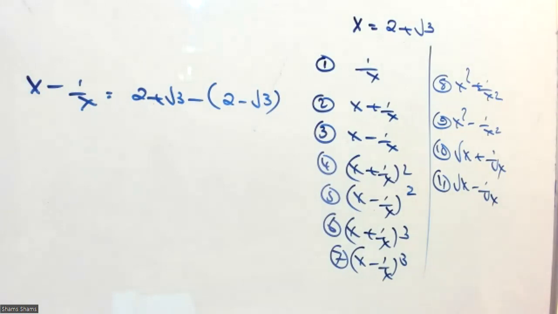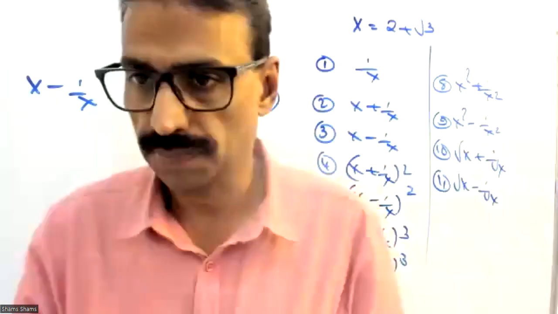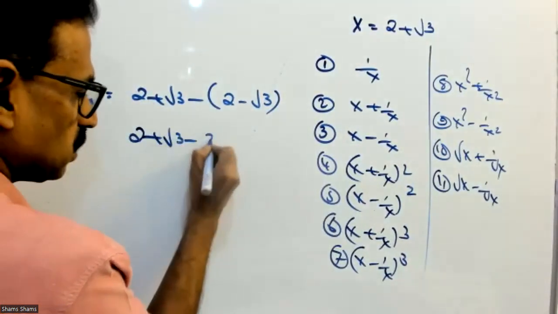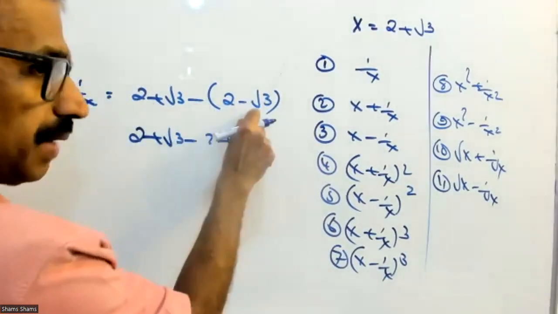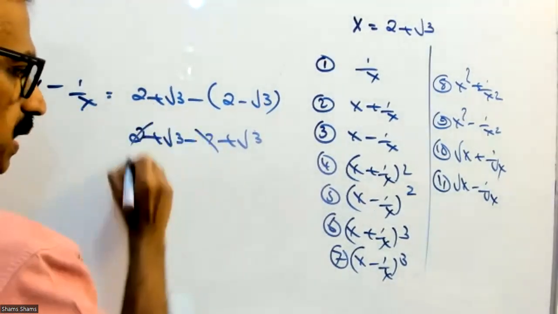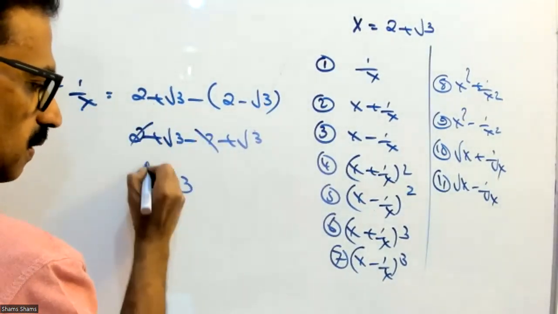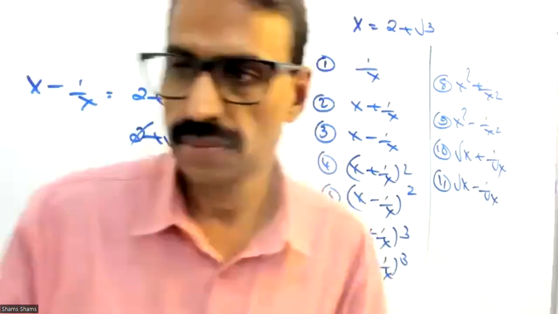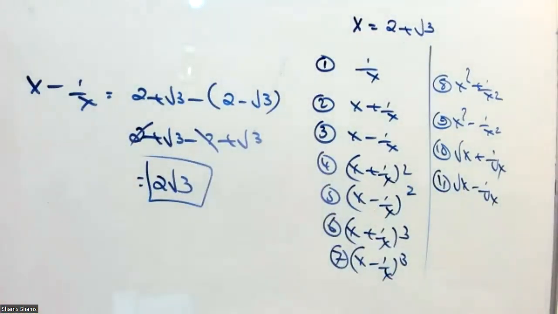Clear now? Then open the bracket. Don't make noise, my friend. 2 plus root 3 minus 2 plus root 3. Minus into minus is plus. 2, 2 cancel. Answer is 2 root 3. Right? This is x minus 1 by x. Copy. Any question? Now ask the circular question in exam.